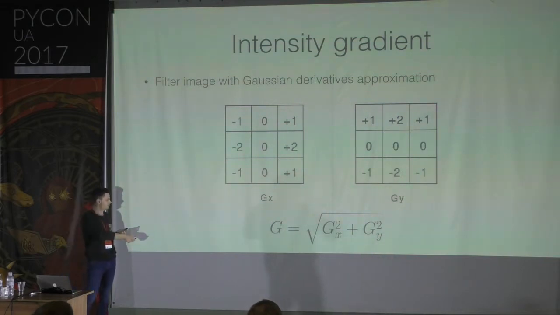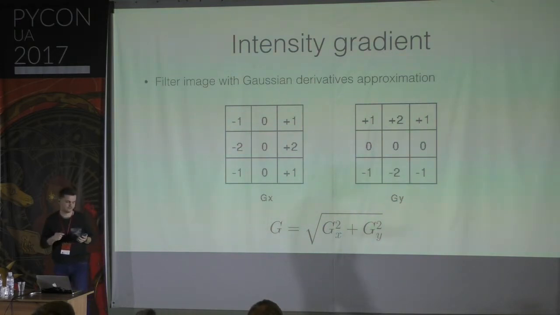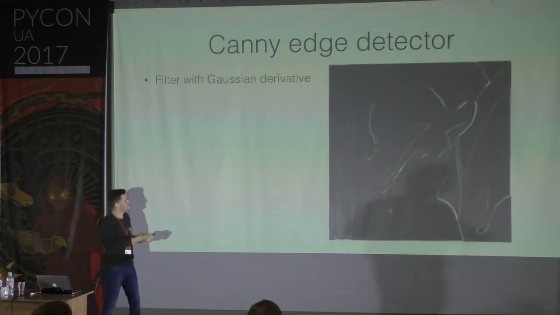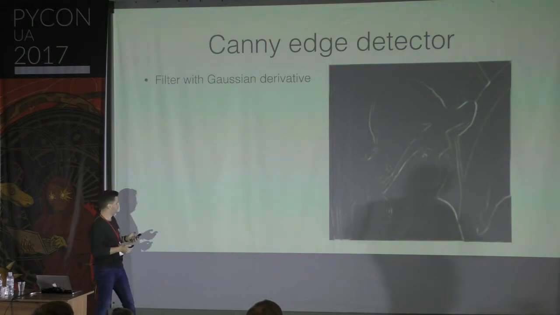And if we take the square root of the sum of squares of these two, then we get basically the intensity change in both directions, which is called the gradient magnitude. And this is what we get. So you see, it already looks a little bit like edges. It looks like maybe what we want to have, but it's not that easy. So we use the magnitude for this.